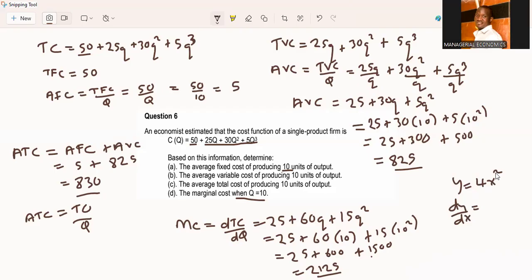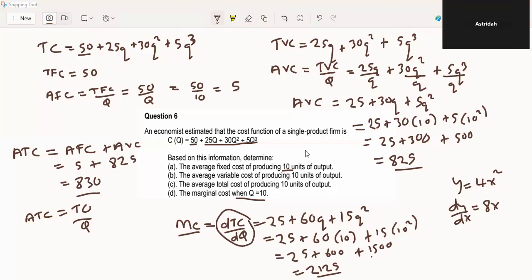So this is 4x³, which becomes 12x². So it ends here as your answer. Most students want to divide by the figures. They're not dividing anything. We're just differentiating. What is the change? So the 50 dropped out. 25Q became 25. 30Q² became 60Q. 5Q³ becomes 15Q². That's all. This is the other word for marginal cost. It's a denotation. Don't divide anything. Is that clear? Yes, thank you. Right.